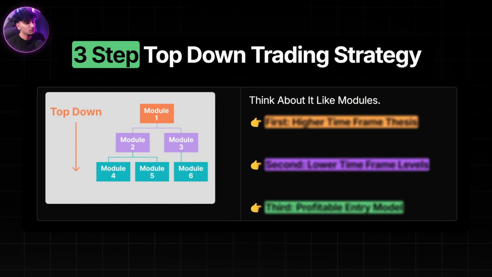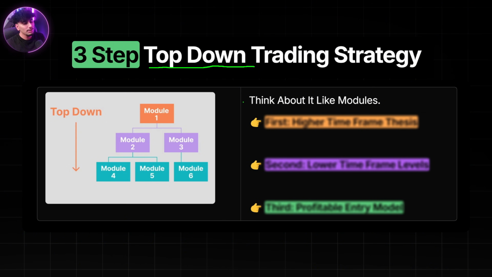Now, the way I'm able to identify which stock to focus on before the market opens, or how I'm able to make a thesis, is using the top-down trading approach. Now, this approach is very effective, and in this video, I'm going to teach you exactly what I do every single day before the market opens to narrow down the stocks that I'm going to be looking at right into open.